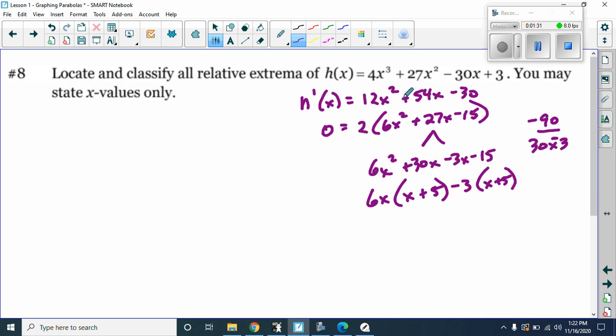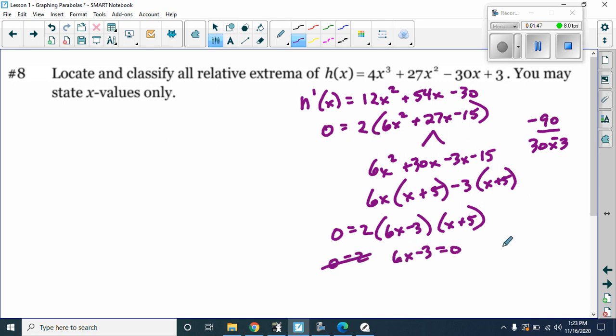This worked out, but I guess I could have taken a 6 out right from the start. That would have made everything easier. So I've got 6x minus 3 and x plus 5. Set each factor equal to 0. And I get x equals 3 divided by 6, 1/2, or x equals negative 5.